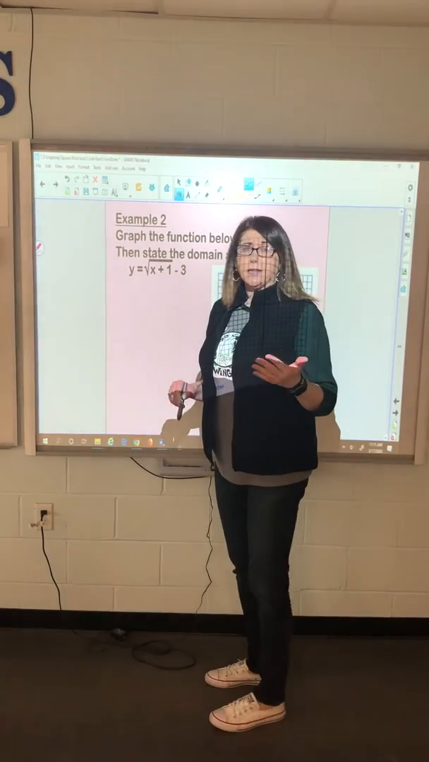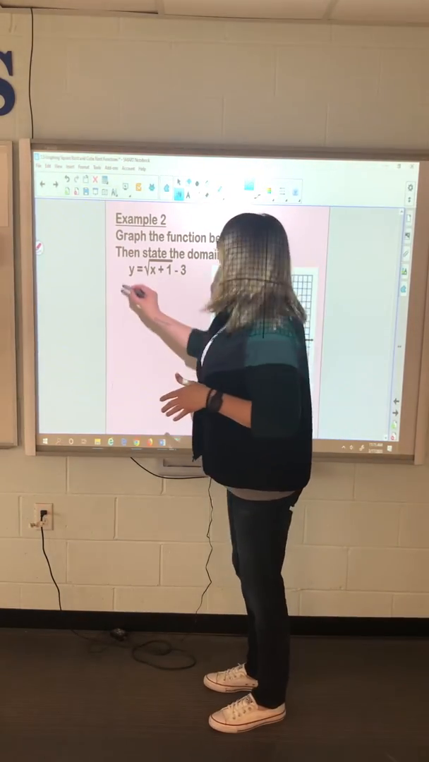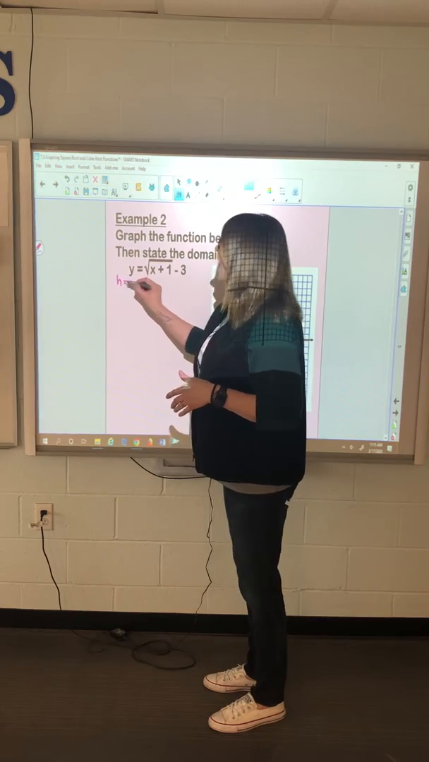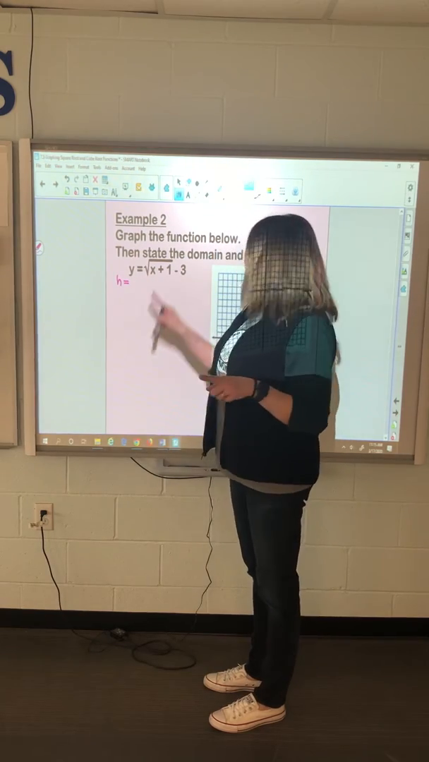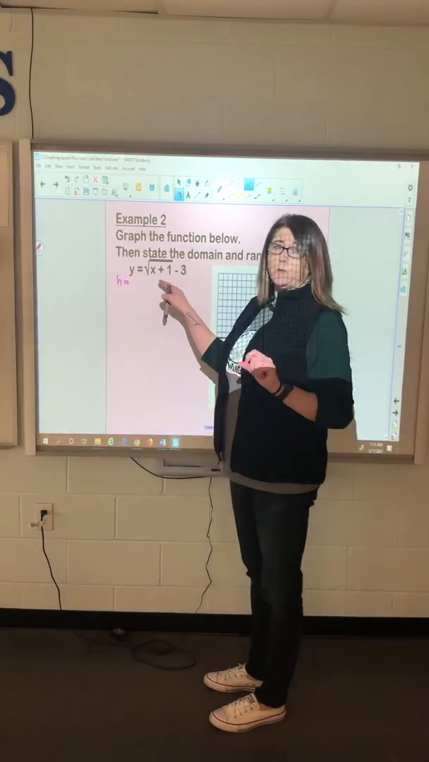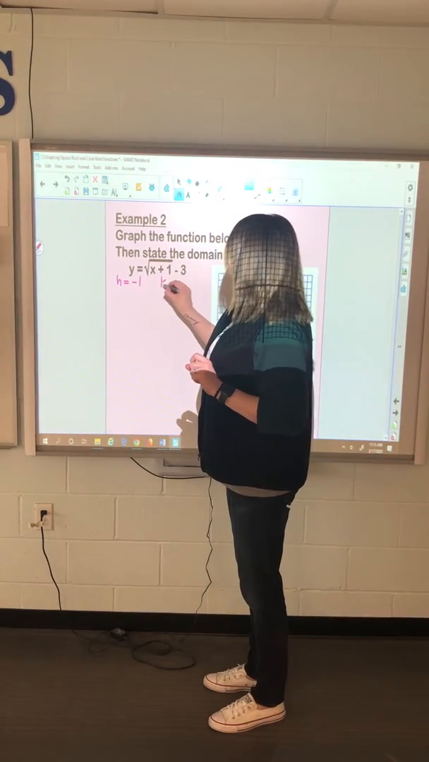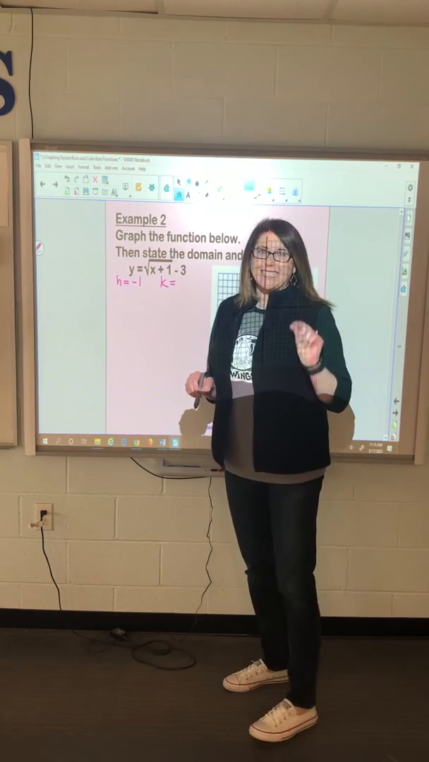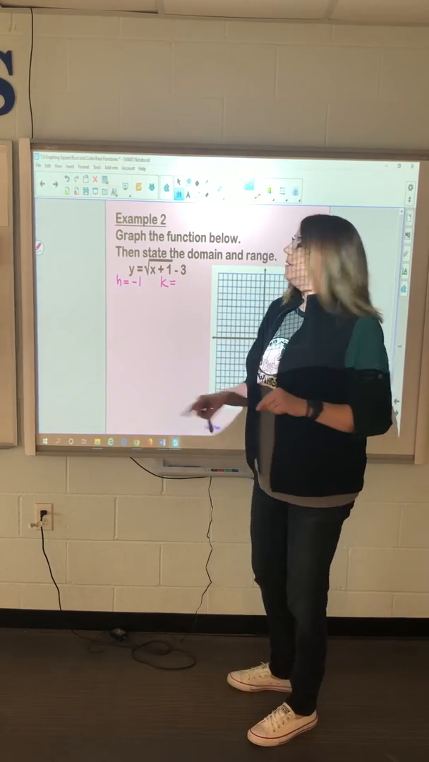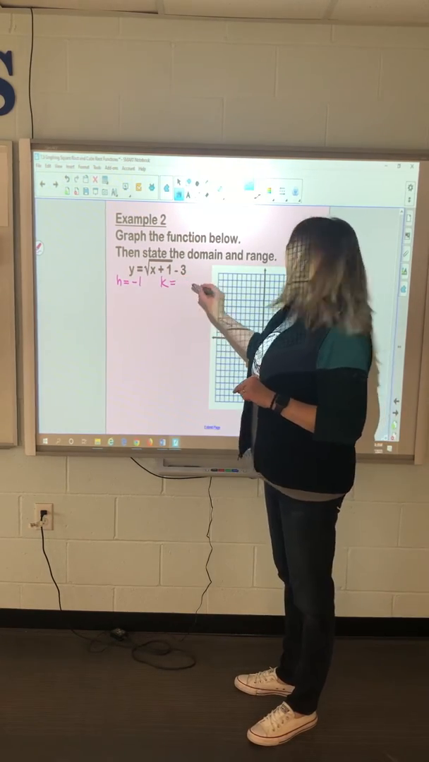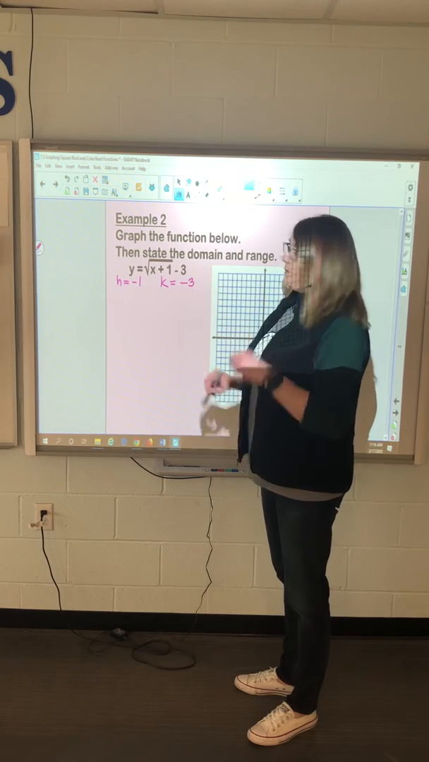So before we graph it, let's identify the h and the k. Remember the h is the opposite of what you see. I see a positive 1, that means my h is going to be a negative 1. K is always exactly what you see. I see a minus 3, that means that k is going to be a negative 3.